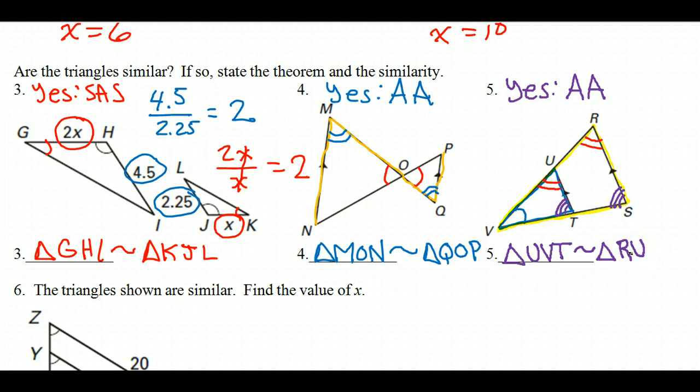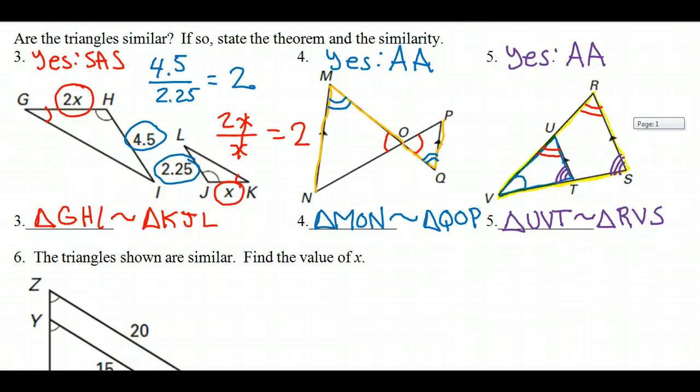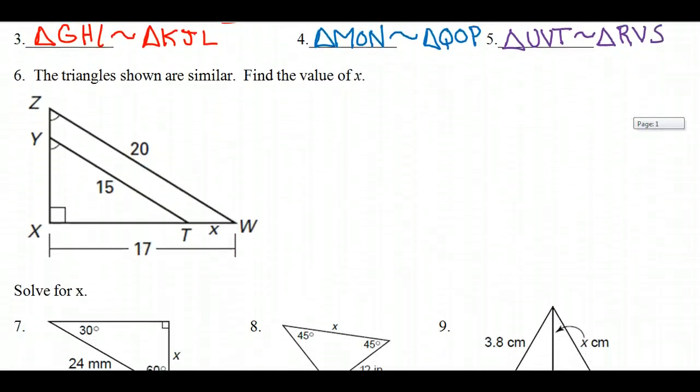I mean V, not R, not U, RVS. Okay, make sure those letters match up. The U corresponds to the R, so the U must be in the same position as the R. Okay. Let's see.